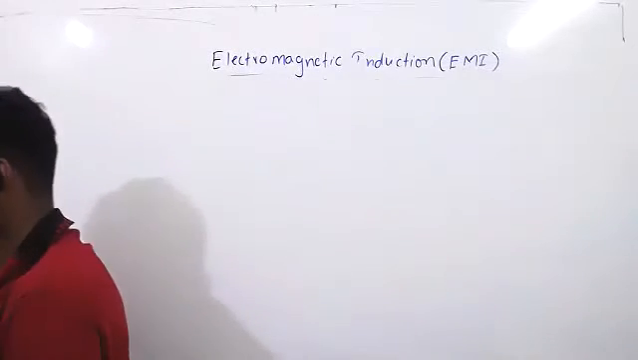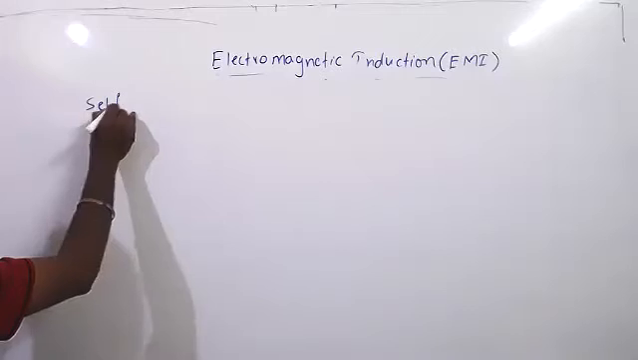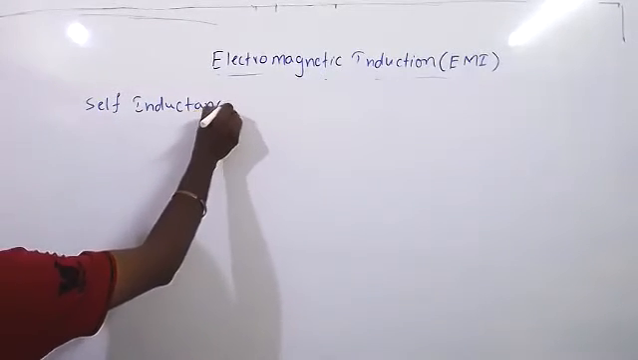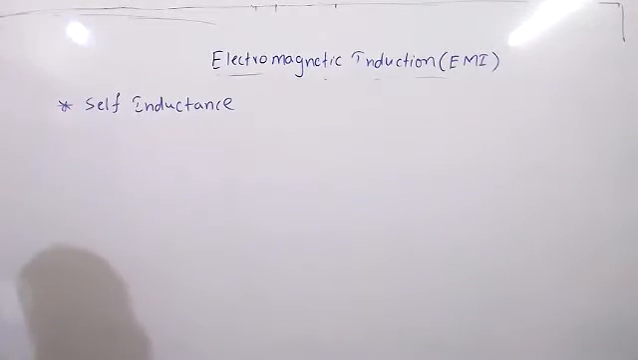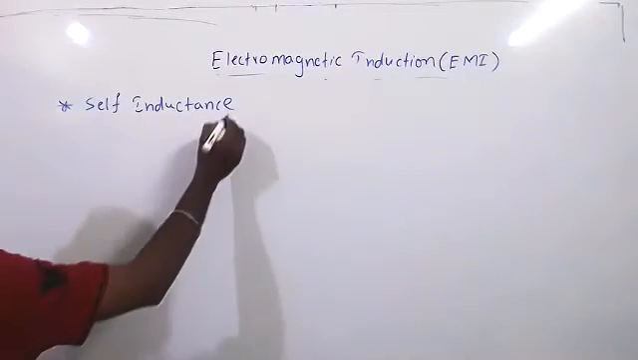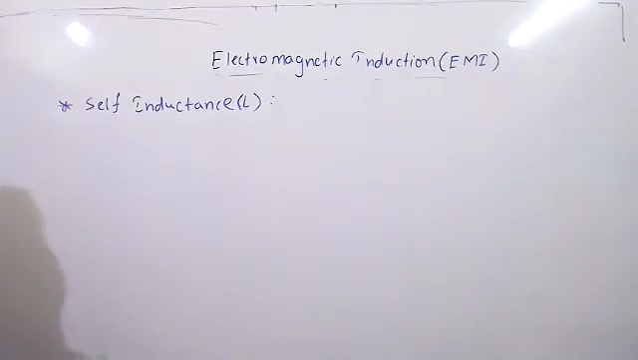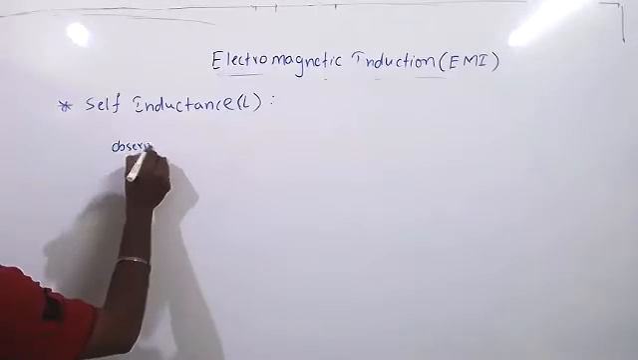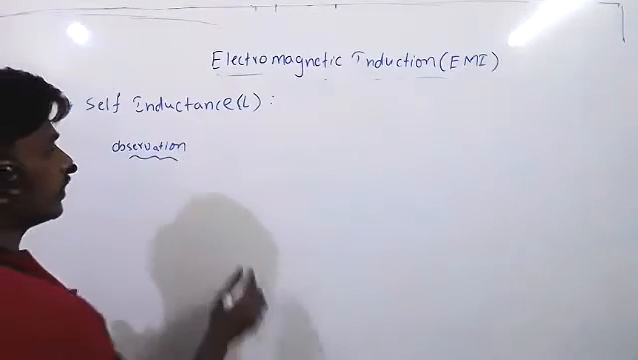Next topic. Self inductance. Self inductance, denoted with the letter L. That is the self inductance. See one small observation. What is the small observation?